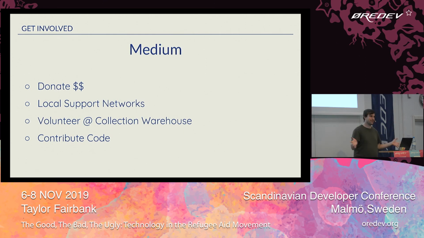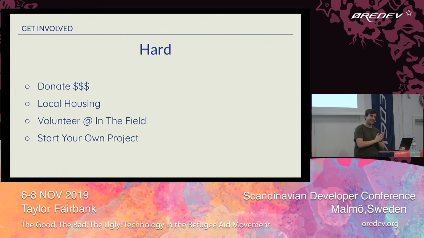Medium: you can donate more dollars, maybe do a group fundraiser or something, have a little dinner party. You can tap into local support networks, people who are already organizing in your community, and you can help them out. You can volunteer at the local collection warehouse, sorting clothes and shipping them, and you can contribute code to these projects. Finally, hard: you can donate more dollars.